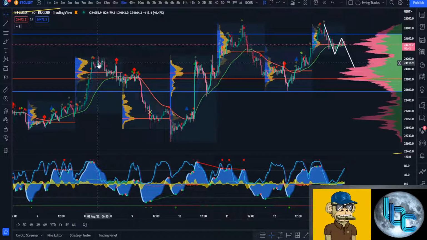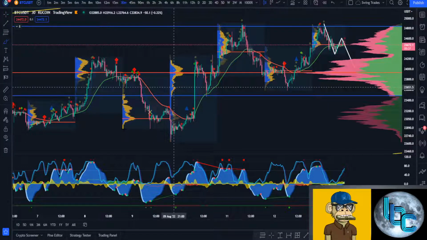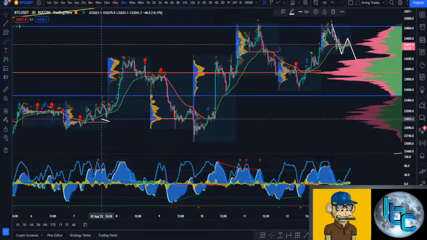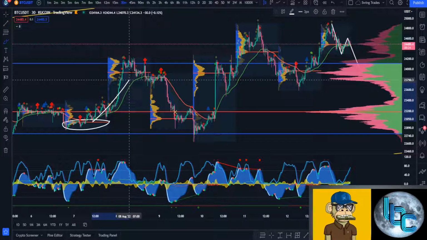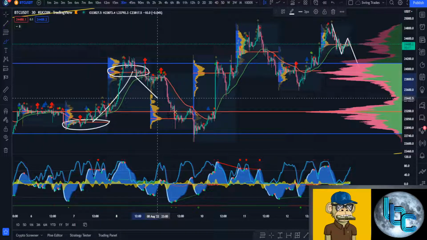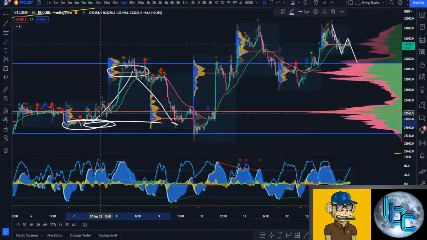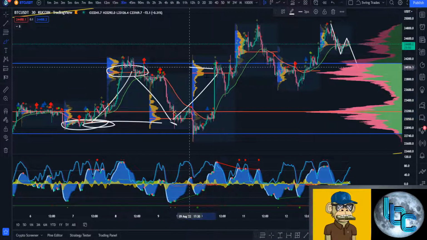So have you ever heard of a virgin point of control? Nope. So a virgin point of control is a point of control that hasn't been retested. Right here, we've got a point of control, and then price comes up and we create a new point of control. Then price moves down and comes back to this previous point of control. It was virgin until it got touched, right? So now this moves up, it got touched.